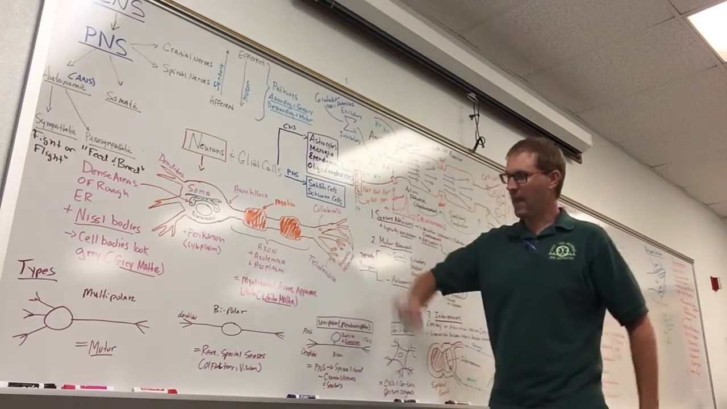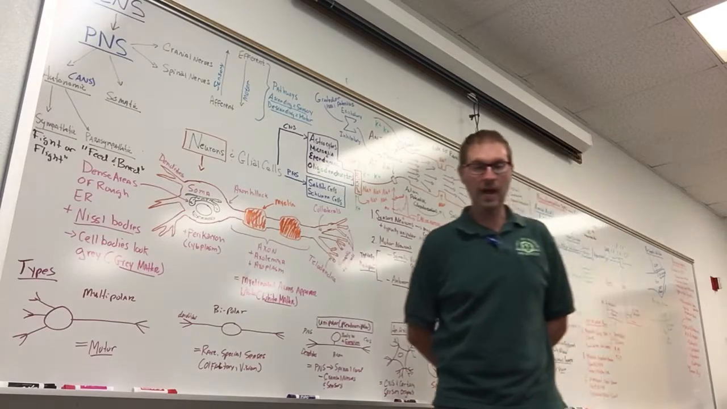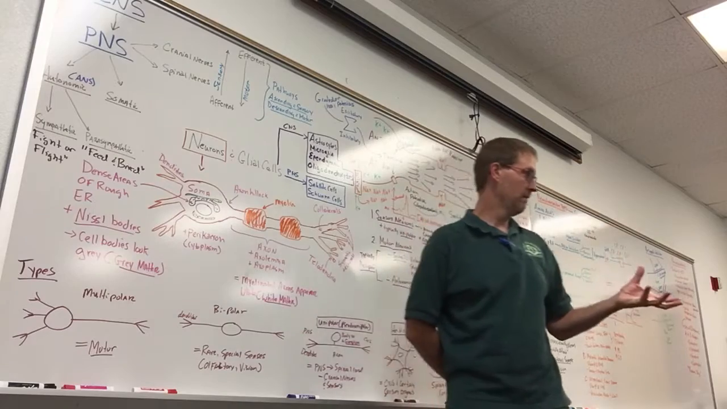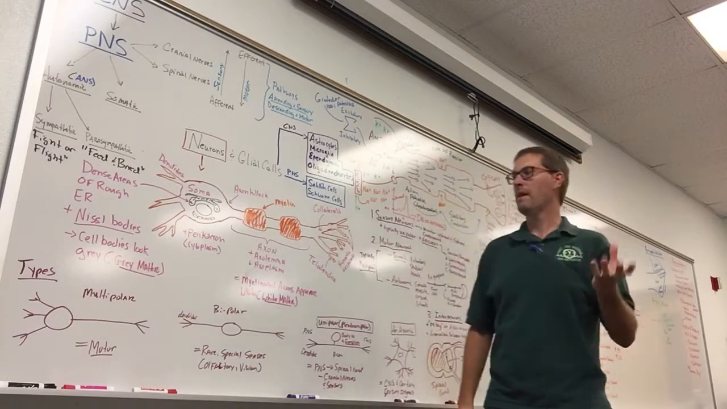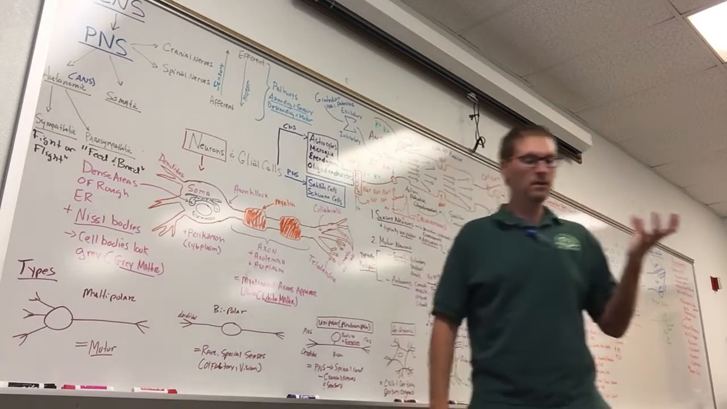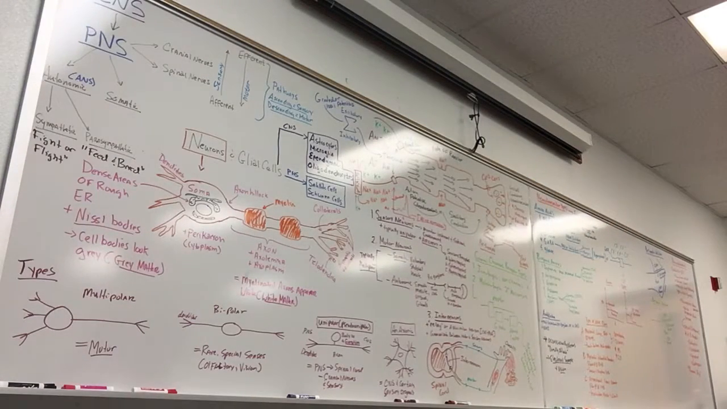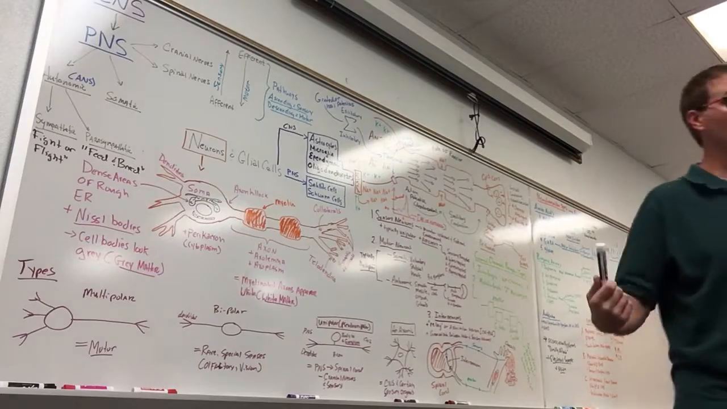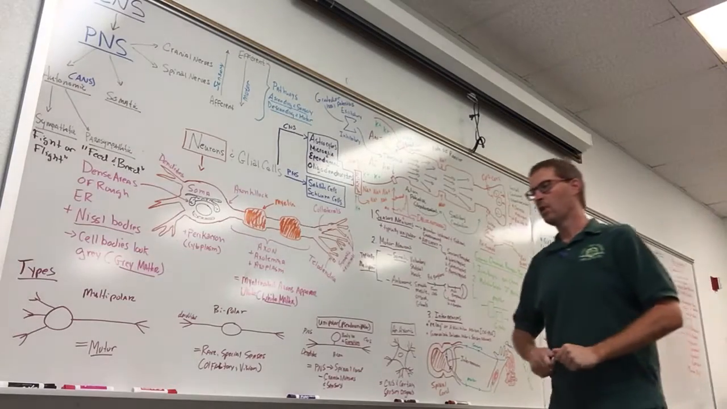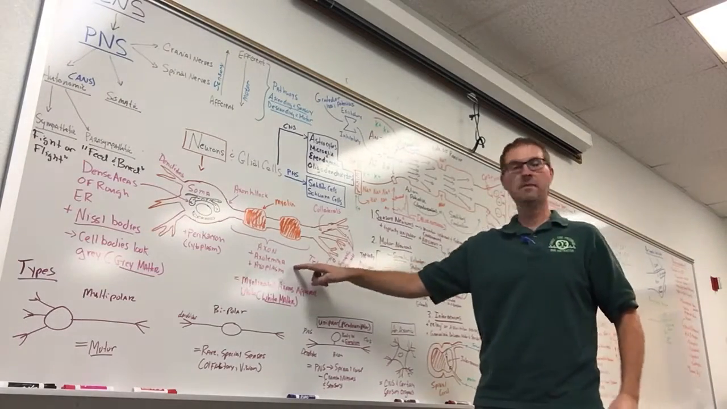Now, the axon has a highly specialized membrane, because remember that membrane has evolved to propagate action potentials, right? So it has lots of different ion channels, and we call that the axolemma.